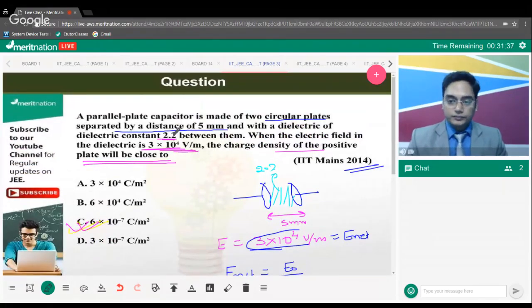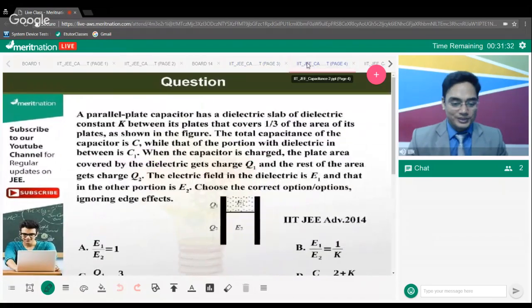Any doubt in this question? So I hope things are fine. Now let's move on to the next question. This is a JEE Advanced question.